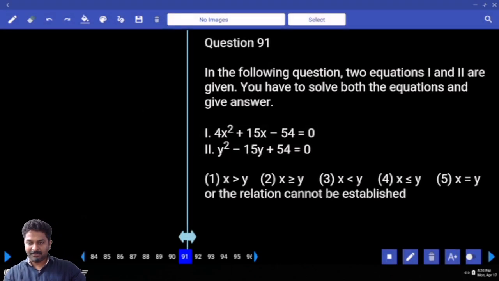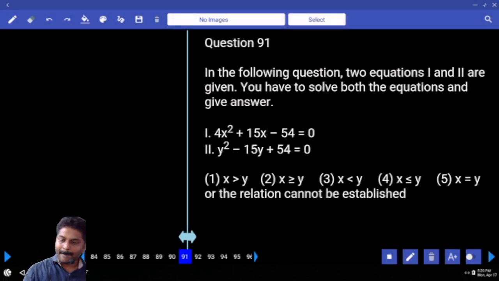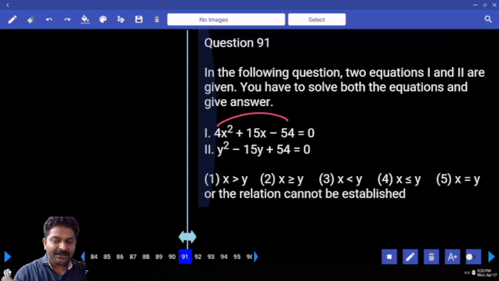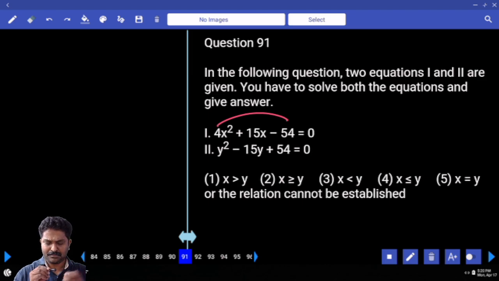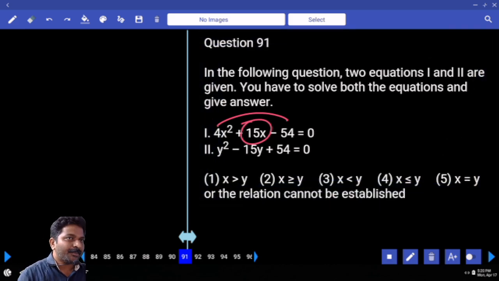Right, first one. So now product is 4 times of 54, correct? Sum must be 15. Product is a negative number, right?